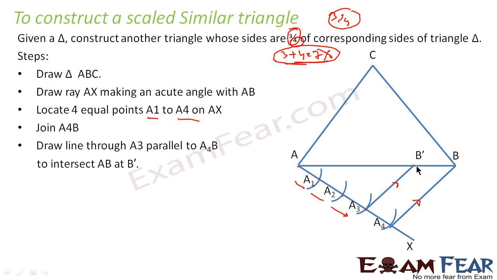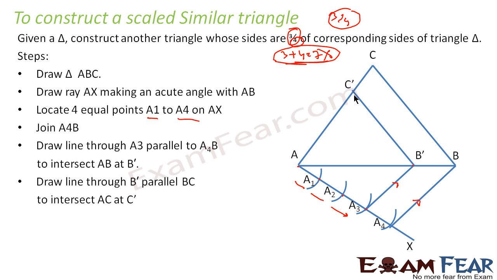Now from B dash I'll draw a parallel line to BC. So this intersects at C dash. So A, B dash, C dash is my new triangle. Very simple.